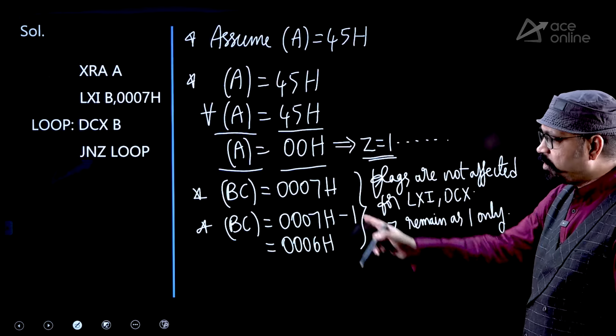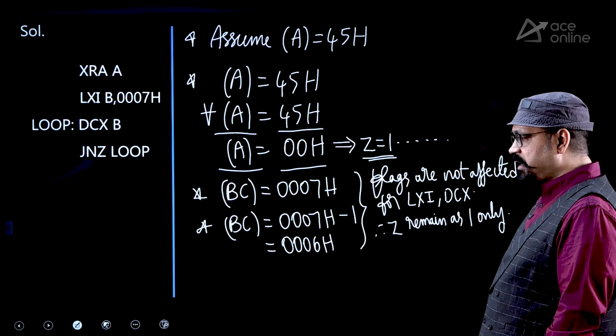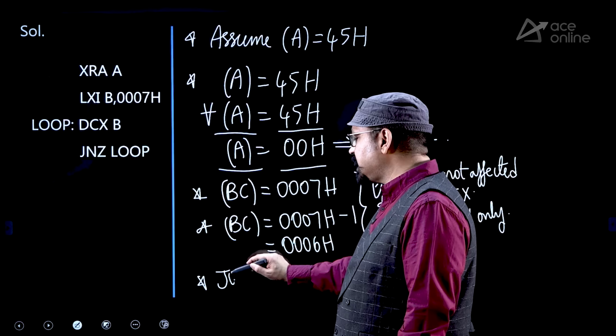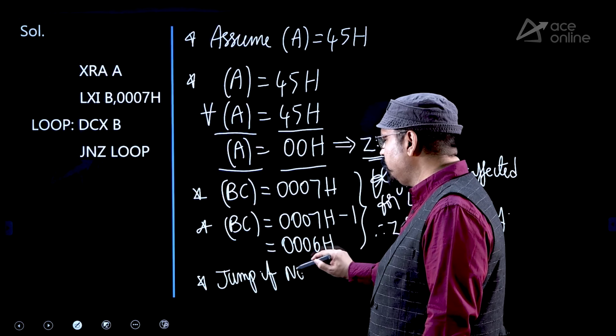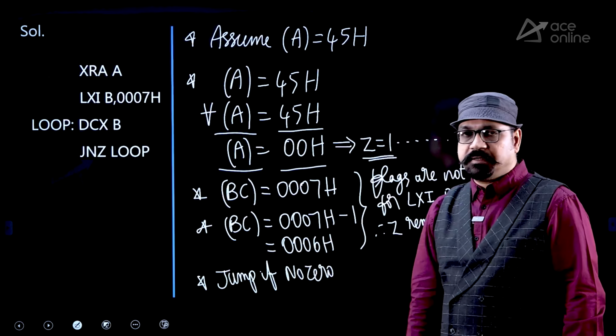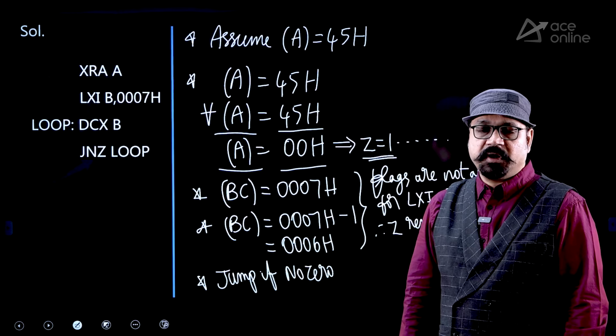Right? Then what are you doing? What is the next instruction? JNZ loop. What is JNZ? It is a conditional jump instruction. Let me write here. What does JNZ stand for? Jump if no zero. That is the meaning of the JNZ abbreviation for that opcode. What will the processor do?